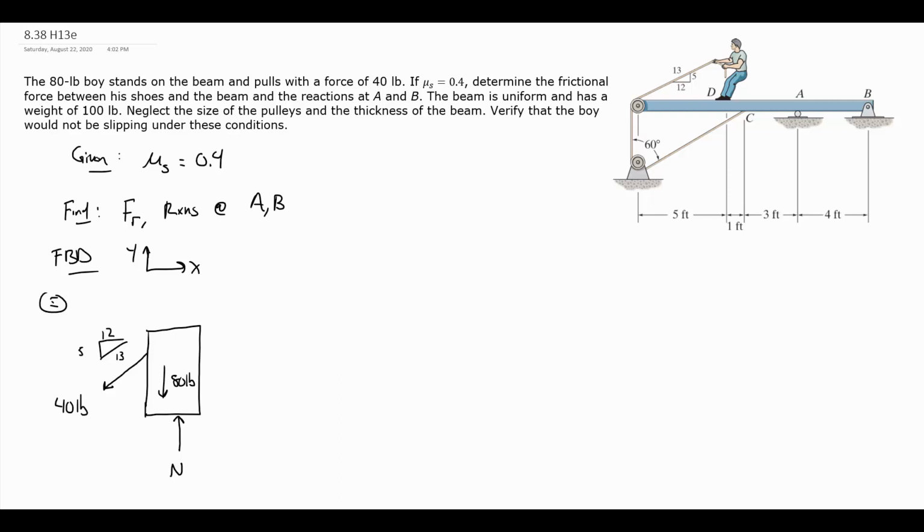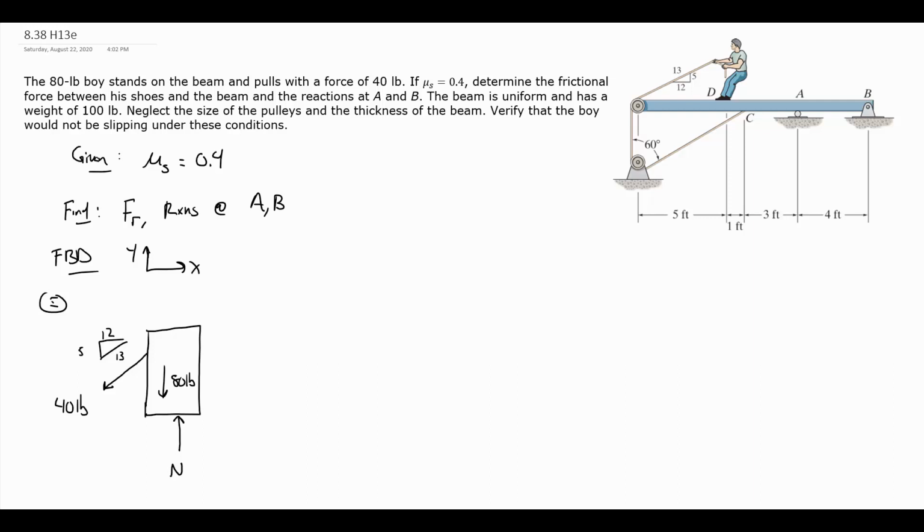Again, that contacting surface is horizontal. That's what makes the normal force vertical. It's orthogonal to the surface of contact. The friction force will be horizontal. So we need to determine its direction, though. Is it pointing left or pointing right?